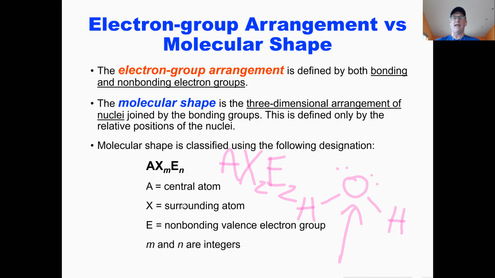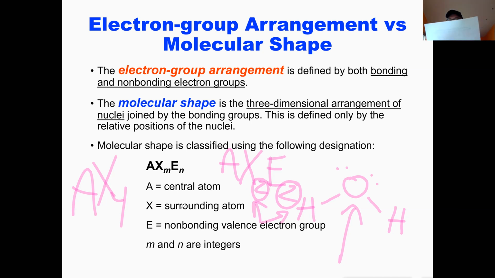So we said that is AX2E2. And so we add these two together to figure out which overall group we're in, which would be AX4. That's tetrahedral. So the overall shape of the molecule is going to be tetrahedral. It's going to be in that tetrahedral group. The actual shape of the molecule will be defined by these two numbers. How many are atoms? How many are electrons?